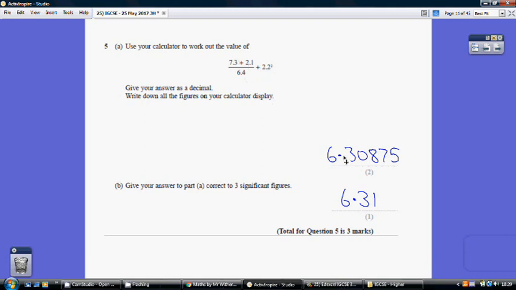So that gives you 6.30875. So to 3 significant figures, that means you give 3 figures in your answer, 1, 2, 3. Do we round the 0 up? Yes, we do, because the next digit is 5 or above. So our final answer is 6.31.